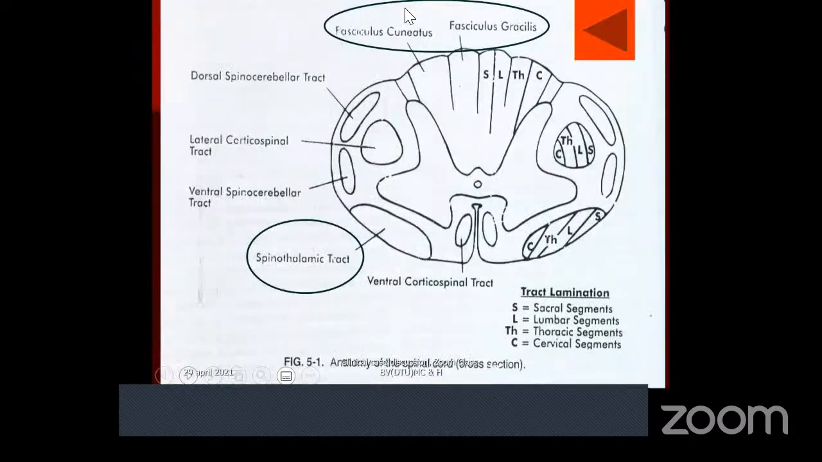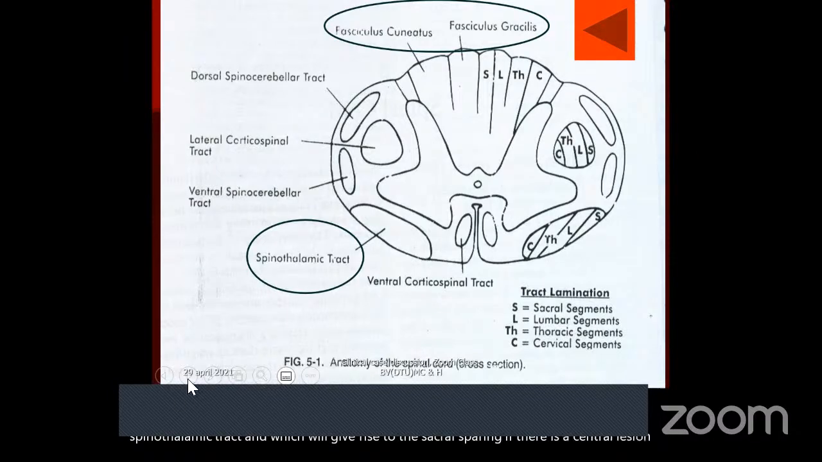Right, this is the funiculus cuneatus and gracilis, the lamination of the dorsal columns, the lamination of the spinothalamic tract of the cervical, thoracic, lumbar, and sacral regions, which will give rise to sacral sparing if there is a central lesion. That's the catchword of what the spinal cord pathology is.